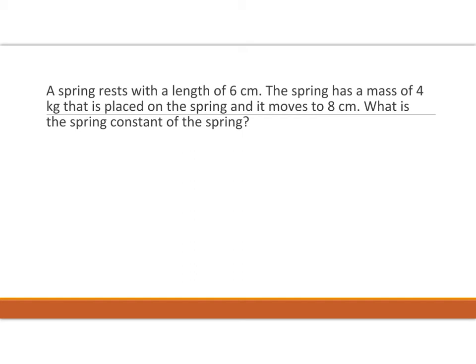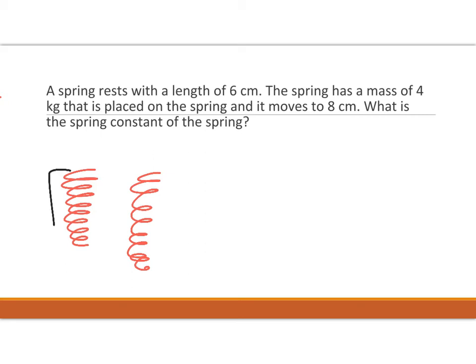All right, so a spring rests with a length of 6 centimeters. A mass of 4 kilograms is placed on the spring and it moves to 8 centimeters. So let's draw this out. So first we have the spring just sitting there and it's 6 centimeters. And then we put a mass on the spring and it goes down to 8 centimeters. What is the spring constant of the spring?